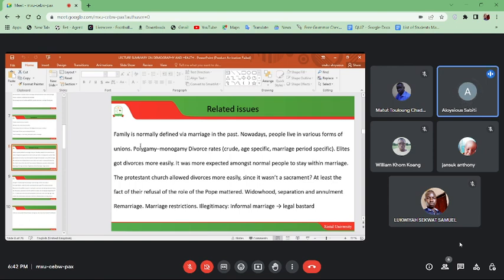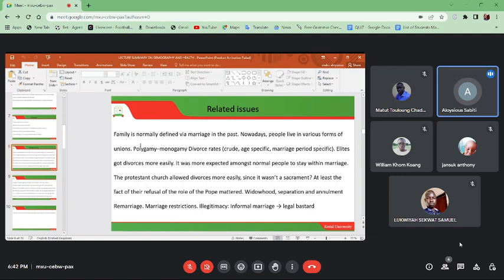We've also seen that elites get divorces more easily. If you study the research, you realize today the pattern has shifted: there is more divorce among educated people, or more educated people get divorced easily. It was more expected among ordinary people to stay within marriage. The Protestant church allowed divorces more easily since marriage wasn't a sacrament, at least the fact of their refusal of the role of the Pope mattered.